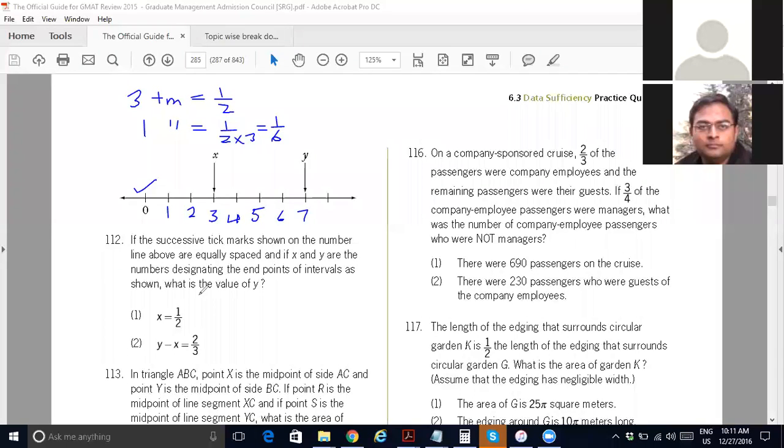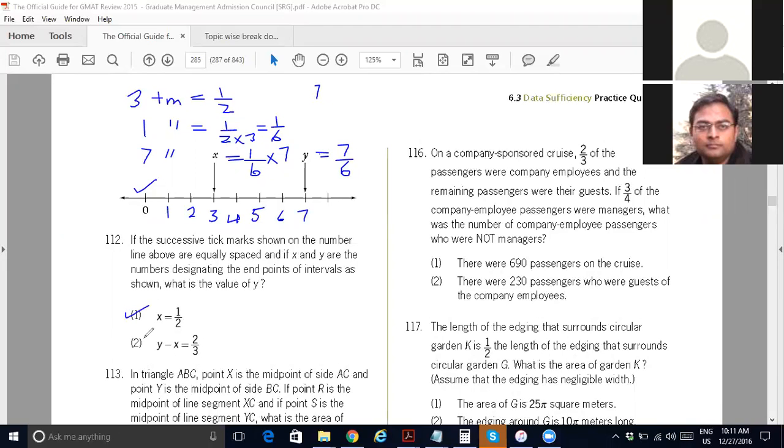Now if we find the value of y, we can see that y is the seventh tick mark. So 7 tick marks is equal to 1 by 6 into 7. That is 7 by 6. So statement 1 is answering the question.